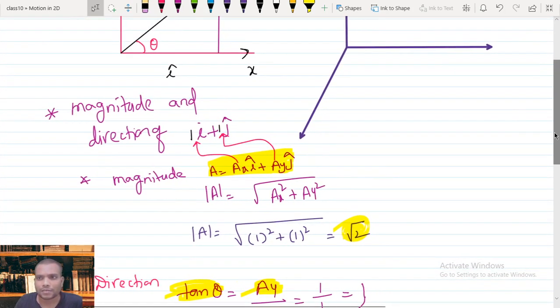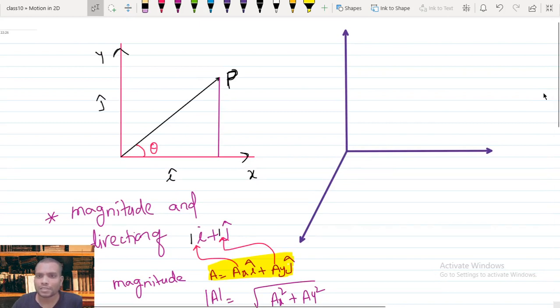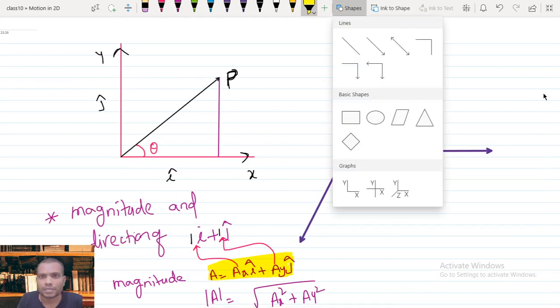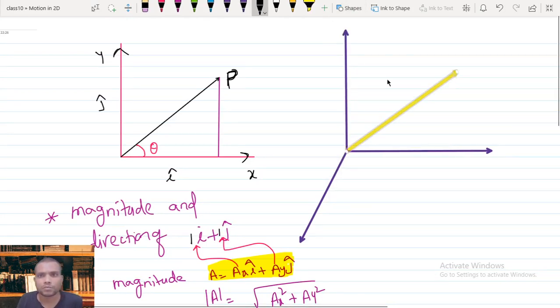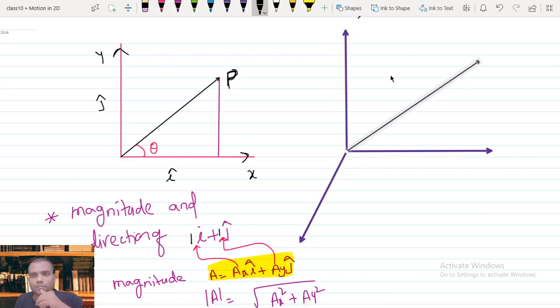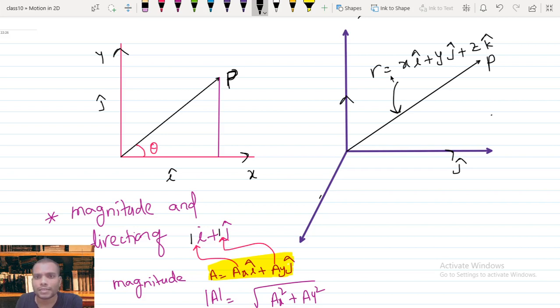Now when it comes to three dimensions, the vector representation: suppose I draw a vector in three dimensions. How can we represent this position vector P? The standard form of the position vector is R bar equal to x i cap plus y j cap plus z k cap. Here i cap and j cap are unit vectors along the x-axis and y-axis, and if this is the z-axis, this becomes k cap. So this is how we represent a position vector in three dimensions.